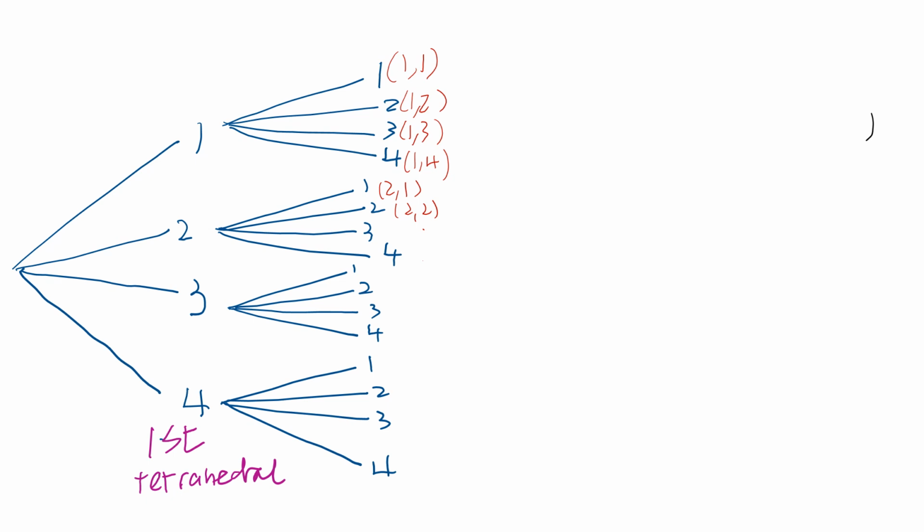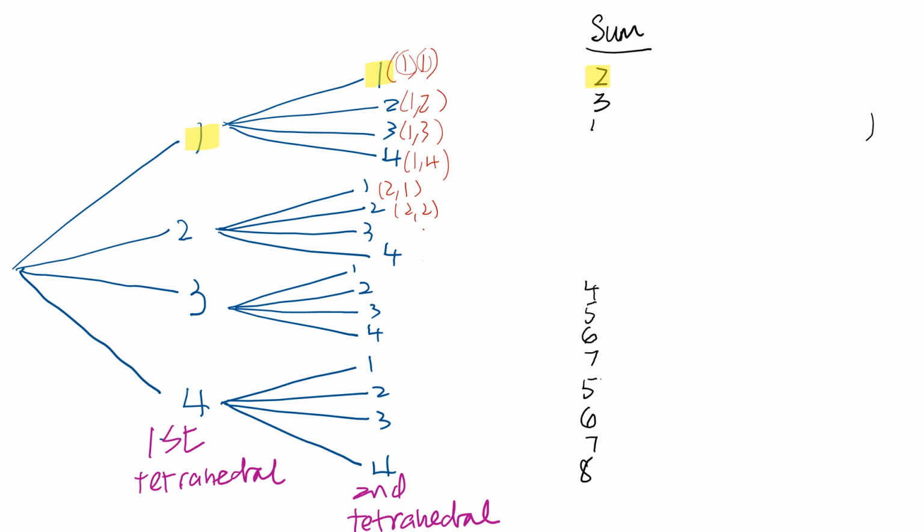I'm going to find the sum for these outcomes. The sum will just be 1 plus 1 gives you 2, 1 plus 2 gives you 3, and so on and so forth. Let's find the sum first. You see that there are 1, 2, 3, 4, 5, 6, 7, 8, 9, 10, 11, 12, 13, 14, 15, 16 possible outcomes when you roll the first and the second tetrahedral dice simultaneously.